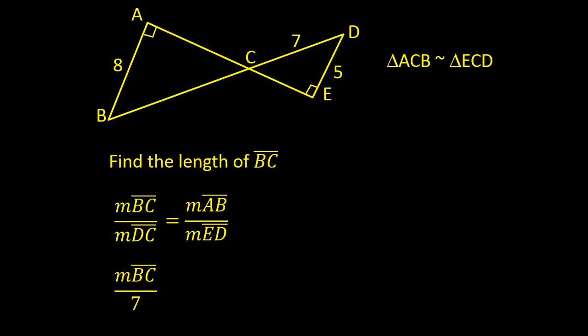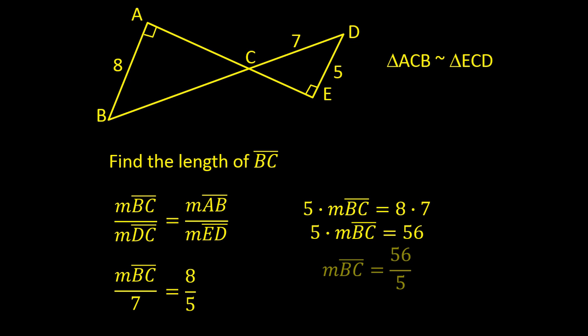So we can substitute some numbers here. We know that DC measures 7, that AB measures 8, and that ED measures 5. So now that we have a proportion, we can cross multiply to solve the proportion, and finally have the measure of side BC as 56/5.